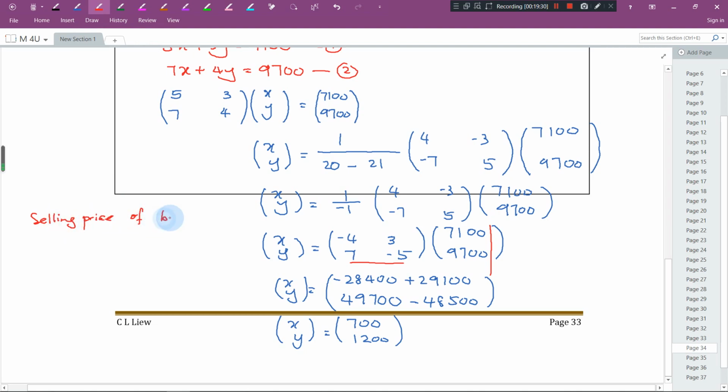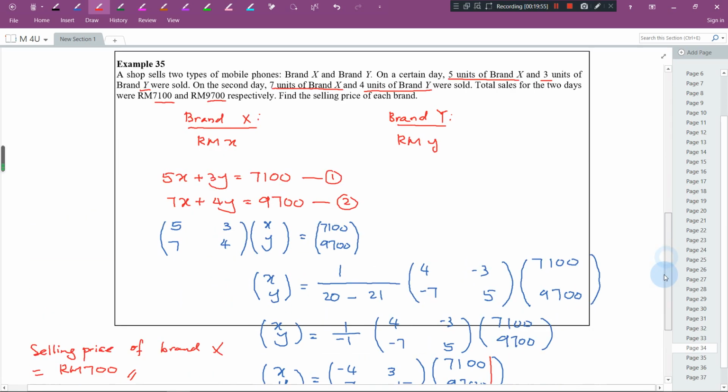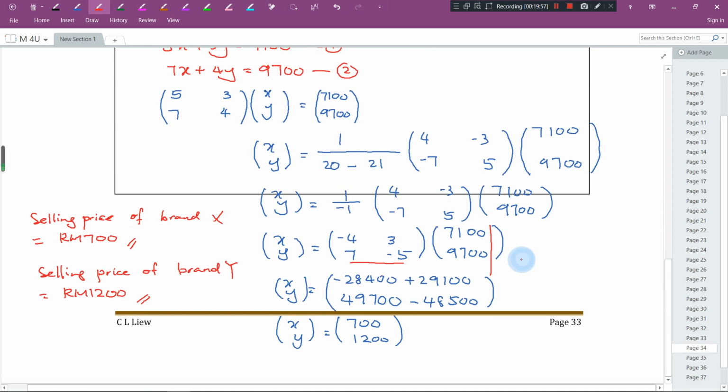Selling price of brand X is equal to 700 ringgit, and the selling price of brand Y is equal to 1,200 ringgit. Okay, so this is our final answer. This is how we solve simultaneous linear equations using the matrix method.